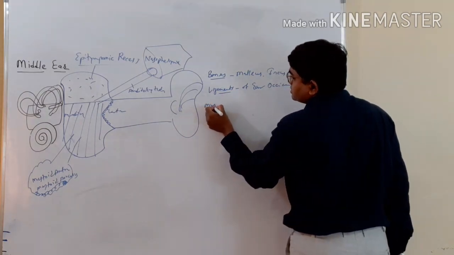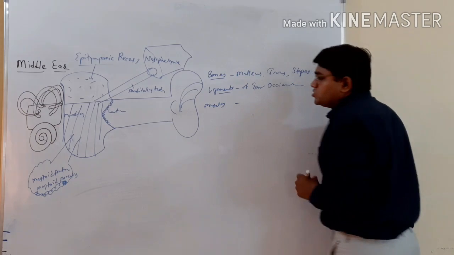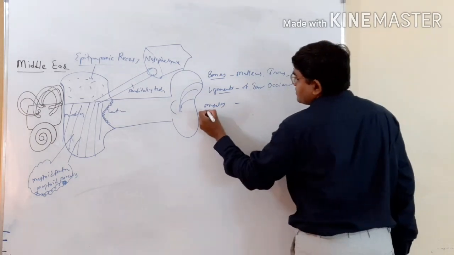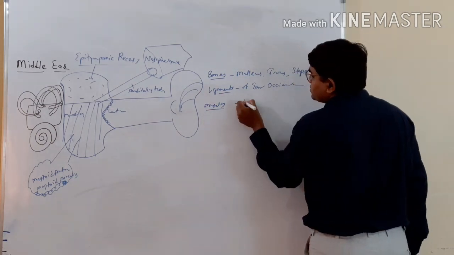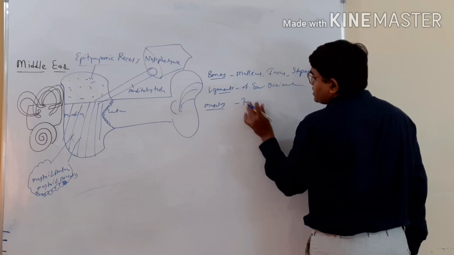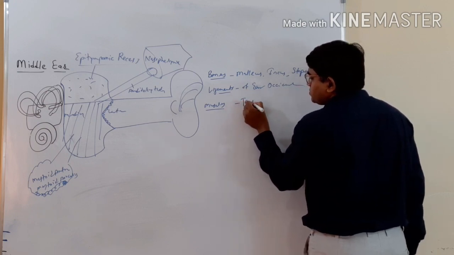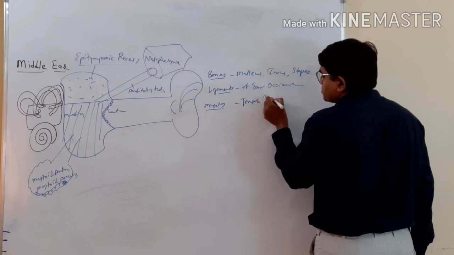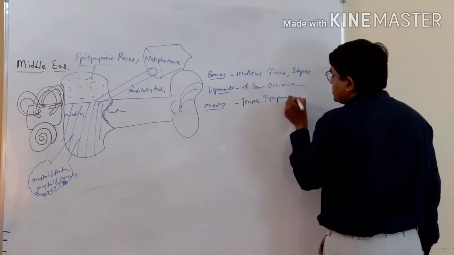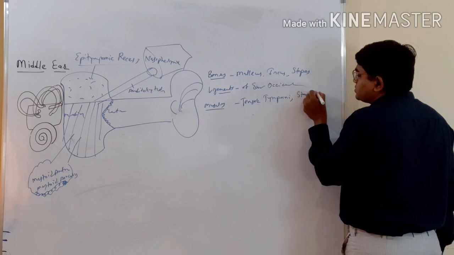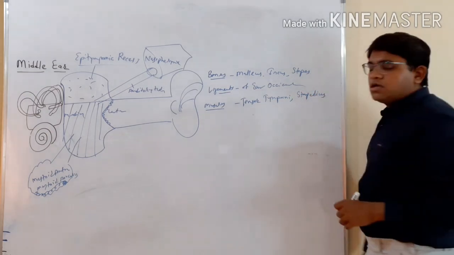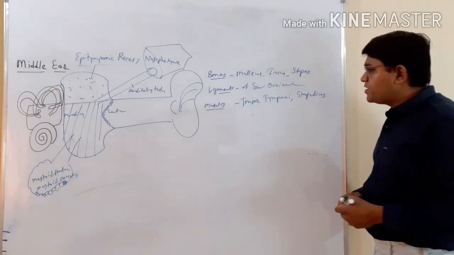Then muscles. Which muscles are present? Two muscles are here, the tensor tympani and the stapedius. These two muscles are present here.